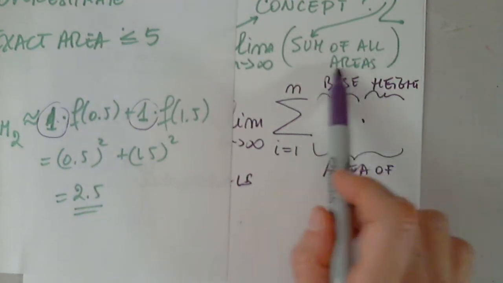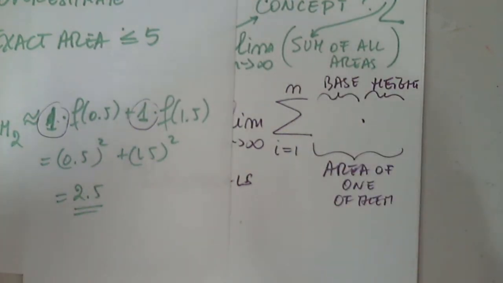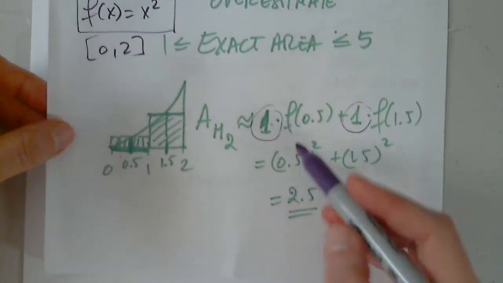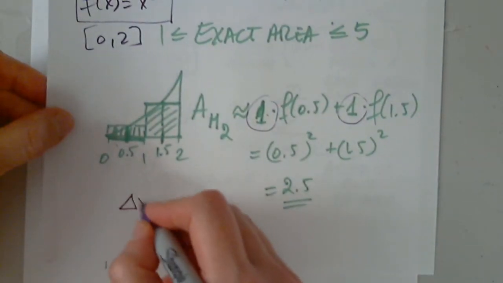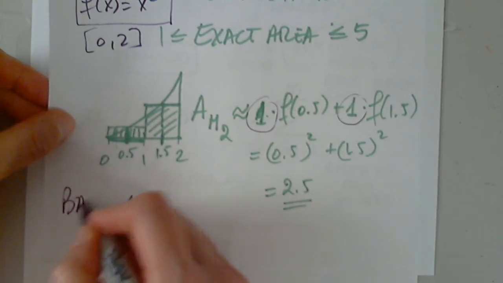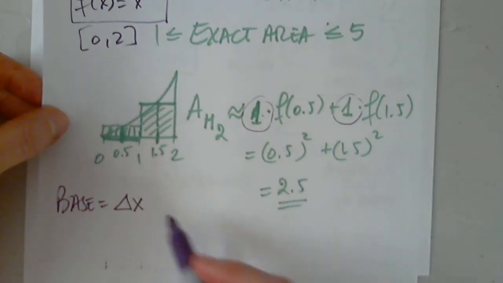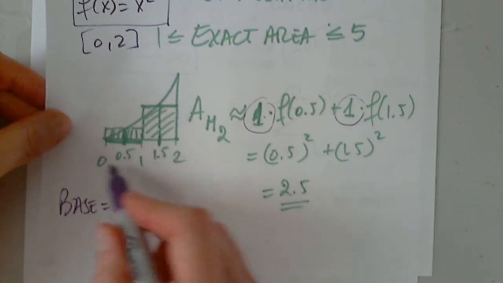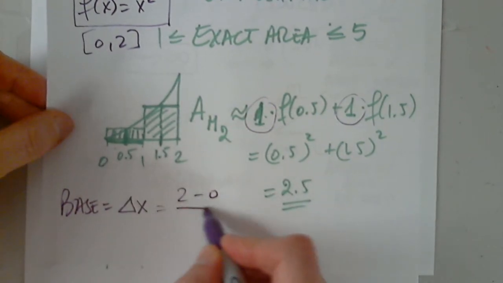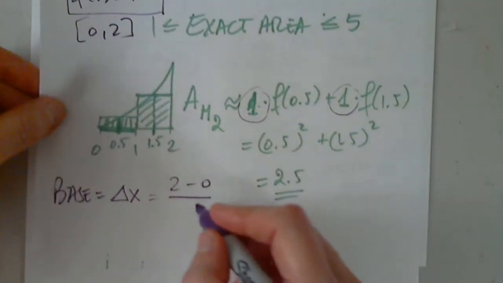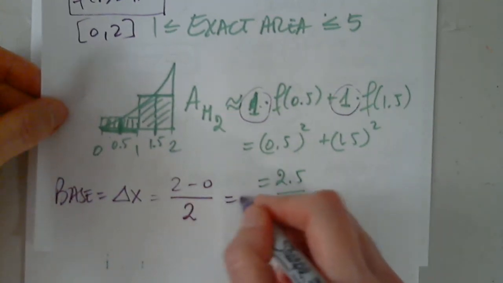Because it's the sum of all areas, of all rectangles, of course. Base times height. So how do I get the base? The base is denoted by delta x. That's the base of each and every one of them. In our case, it was 2 minus 0 divided by the number of subintervals. We chose 2. That's why this number is 1.